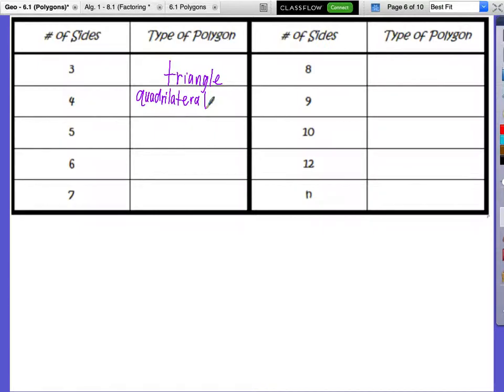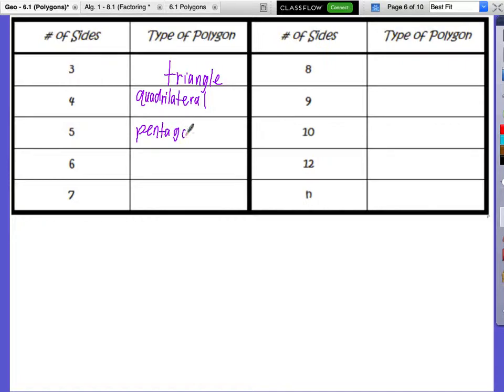What about a diamond, or a kite, or a trapezoid, or an isosceles trapezoid? We'll talk about that later in the chapter. Okay, five sides.